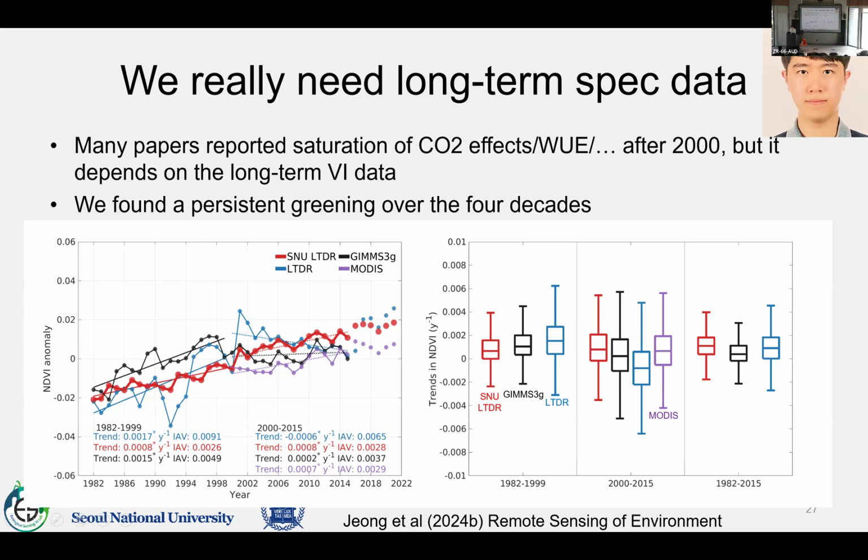Actually, that then made many big papers about recent saturation of the CO2 effect. For example, recent saturation of the water use efficiency, something like that. So I think we really need to revisit those big findings. But to do so, we need very, very well calibrated and long-term spectral data sets.